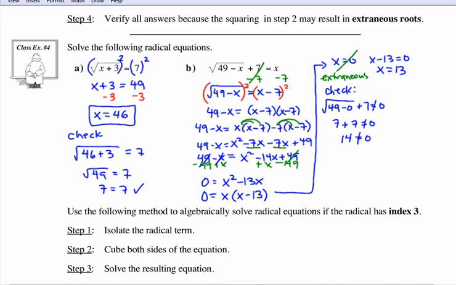So now we try 13. The square root of 49 minus 13, plus 7 has to equal 13. 49 minus 13 gives us 36. Plus 7 has to equal 13. The square root of 36 is 6. 6 plus 7 equals 13. So that is true. So x is equal to 13 is the solution.